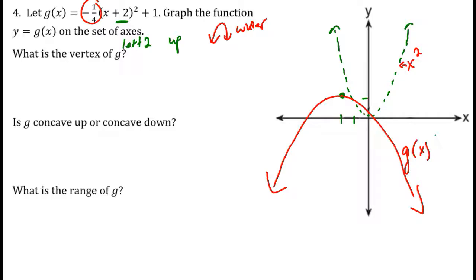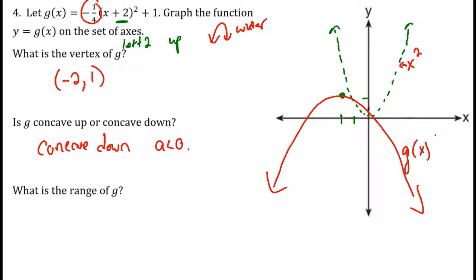What is the vertex of g? Well, the vertex is left 2, up 1. Negative 2, 1 is the vertex. Is g concave up or concave down? It's concave down because a is negative. Because a is negative, it's going to open downwards.